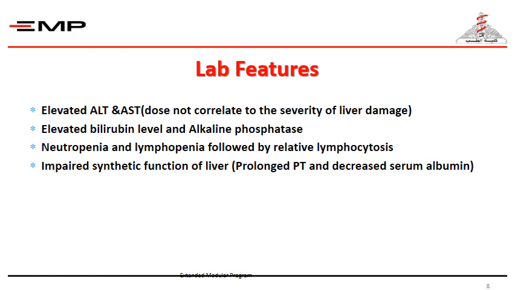What about the laboratory features of chronic hepatitis C virus? We find elevated ALT and AST, which do not correlate to the severity of liver damage, while elevated bilirubin level and alkaline phosphatase. Neutropenia and lymphopenia are followed by relative lymphocytosis. Impaired synthetic function of the liver is manifested by prolonged PT and decreased serum albumin.